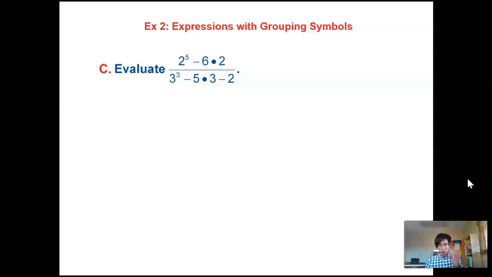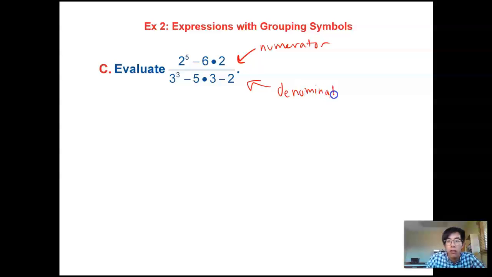Alrighty folks, let's do another example problem, but now with more difficult operations. We have a fraction right here, and there's things happening in the numerator and also the denominator. The numerator is the top part of the fraction, the denominator is the bottom part of the fraction. What a fraction is telling me is that any value up here is being divided by what's on the bottom in the denominator right there.